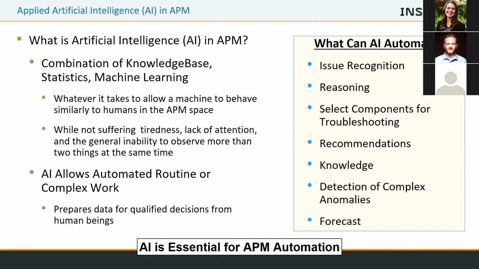So the idea is we want it to behave similar to humans in the classic APM space. A problem has occurred. How do I see where the problem is, and where do I start debugging to figure out where things are going?